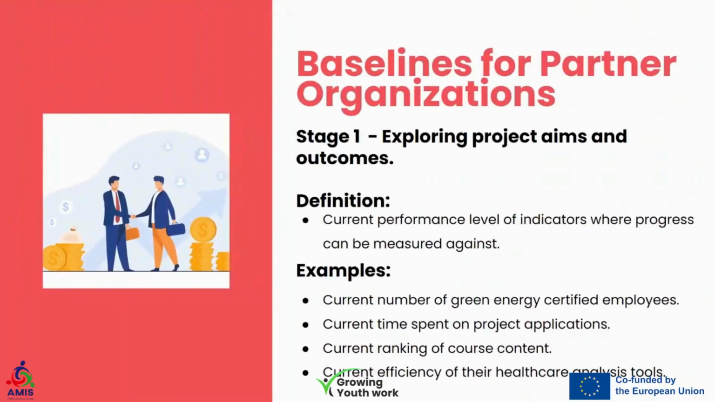Baselines for partner organizations. The baselines for these indicators that we just went through for partner organizations would be the current performance level of the chosen indicators, where progress of the project can be measured against. Examples of baselines could be the current number of employees with certificates in green energy. It could be the current time that the organization spent on a project application on average, or it could be the current ranking of a course content. It could also be the current efficiency of the healthcare analysis tool.